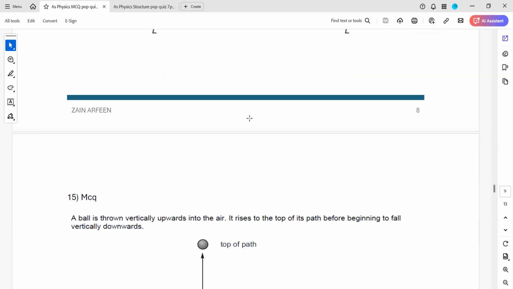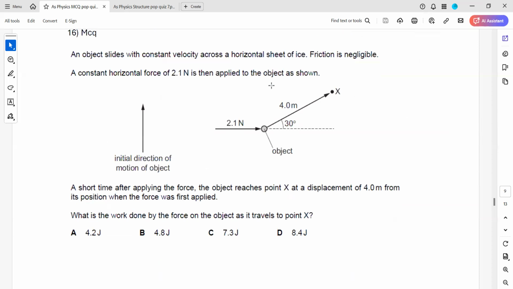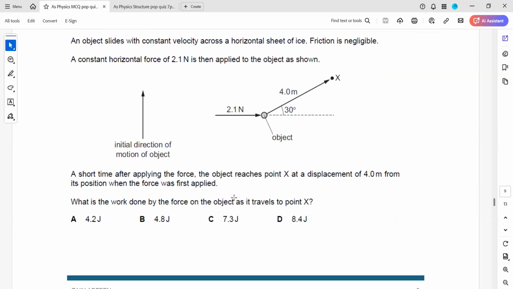Question 15, 16, any doubt? Question 15.